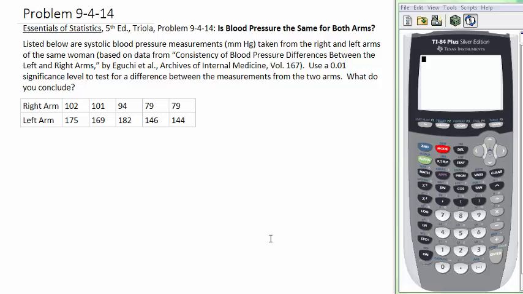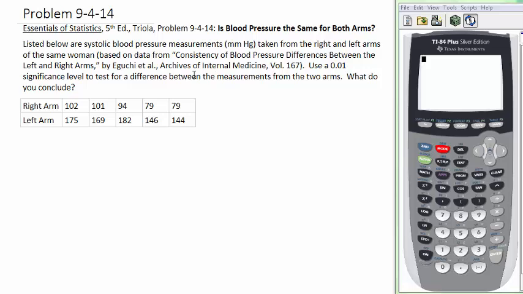Let's take a look at this hypothesis test problem. Listed below are systolic blood pressure measurements taken from the right and left arms of the same women. So one woman's right arm is 102, her left arm is 175, etc. Use a .01 significance level to test a claim for a difference between the measurements from the two arms. What do you conclude?